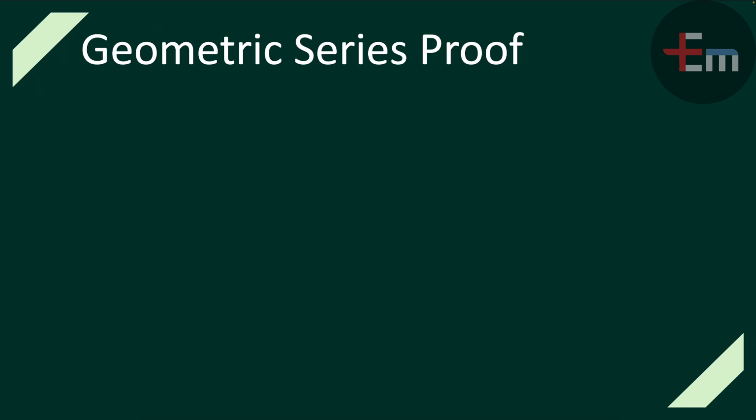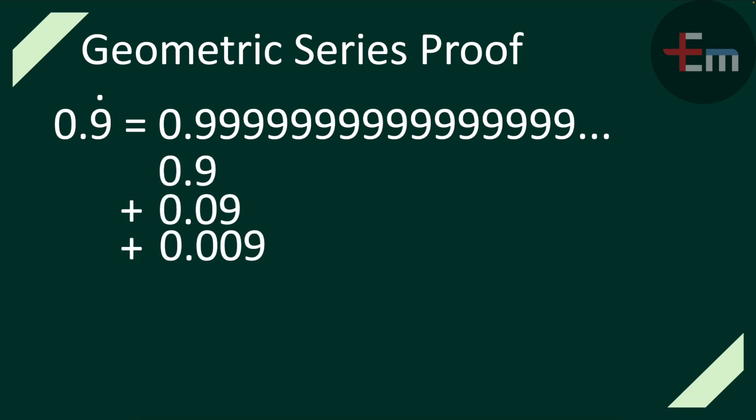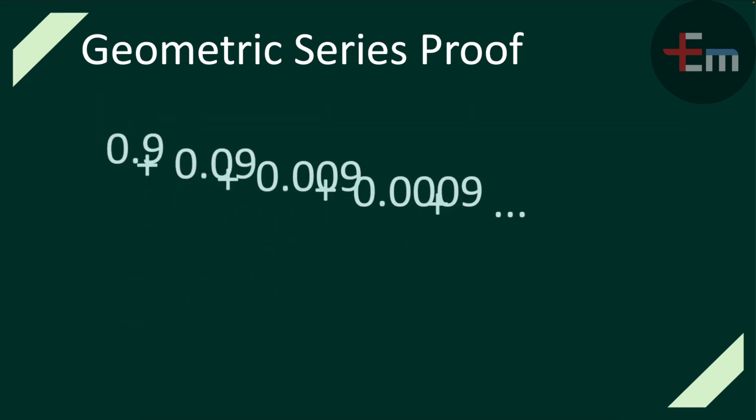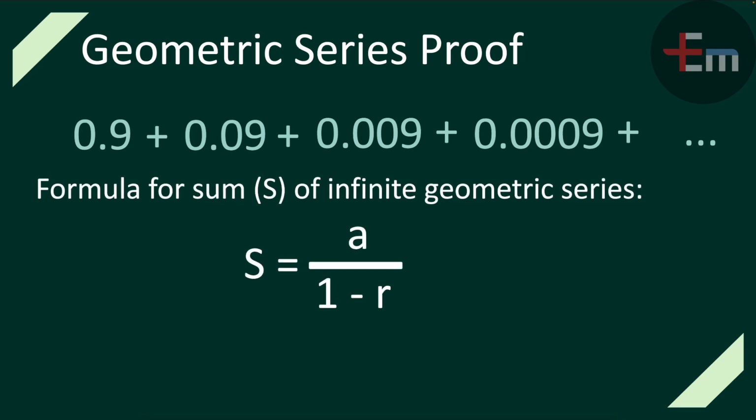The geometric series proof. Last proof, we can use an infinite geometric series to do that. We can first separate 0.9 recurring into infinitely many decimals, because 0.9 recurring is simply equal to 0.9 plus 0.09 plus 0.009 plus so on. That line of sums is our geometric series. There's a formula to calculate the sum of an infinite series. S equals A over 1 minus R, where absolute R is less than 1.